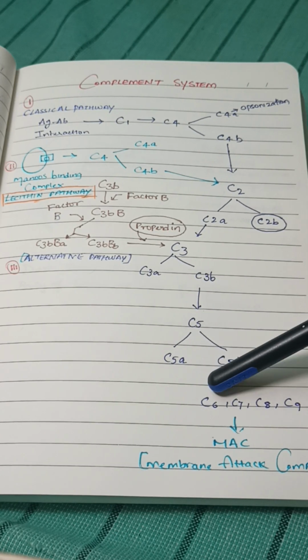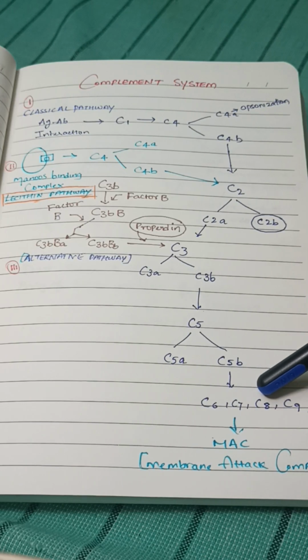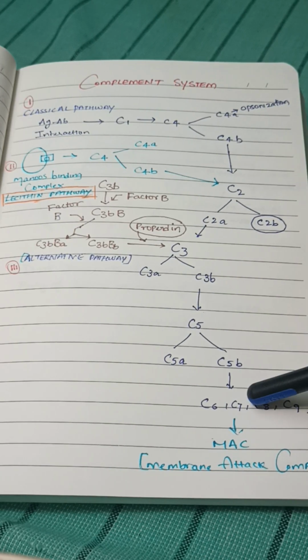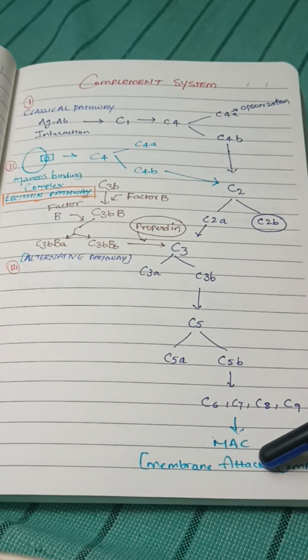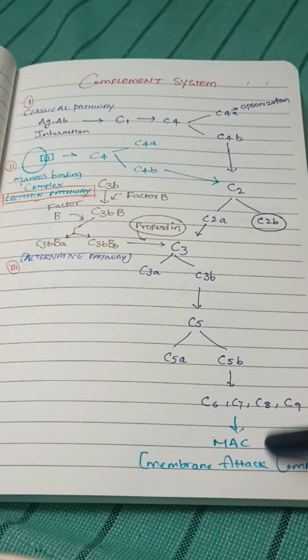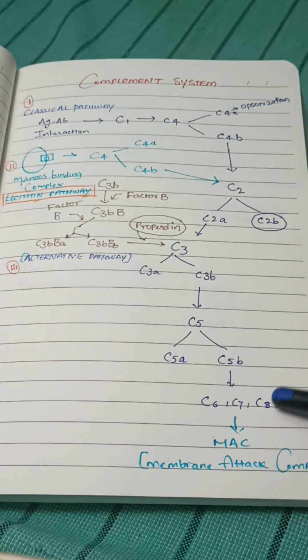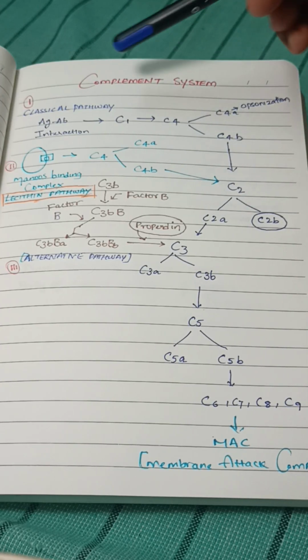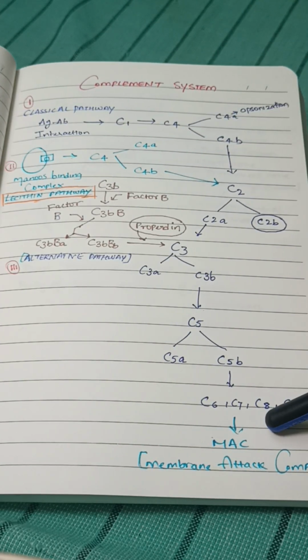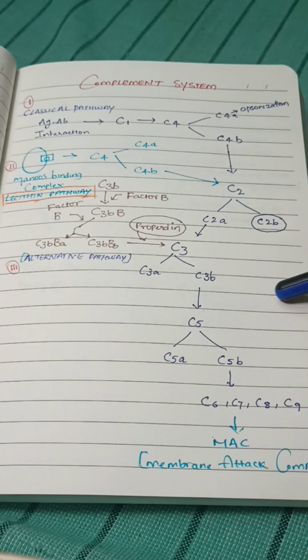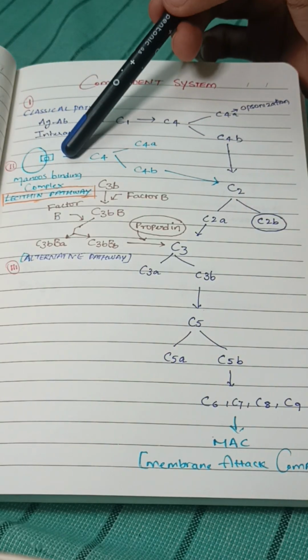C5b acts upon C6, C7, C8 and C9. At the end, it forms the membrane attack complex, which causes breakdown of the antigen. This is known as the classical pathway. First, if you understand this, then we can go into the mannose-binding pathway.